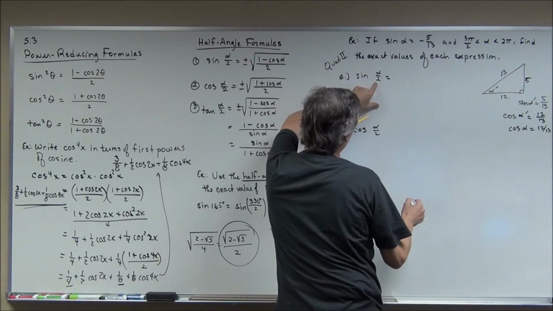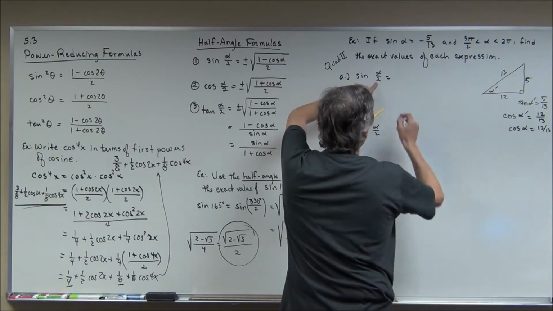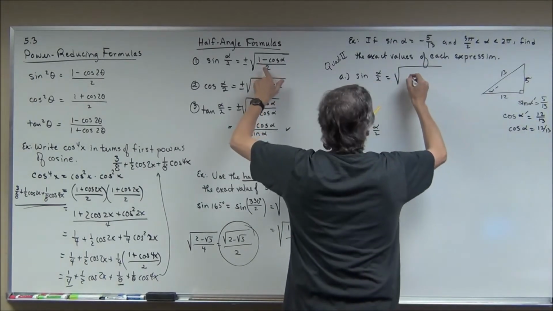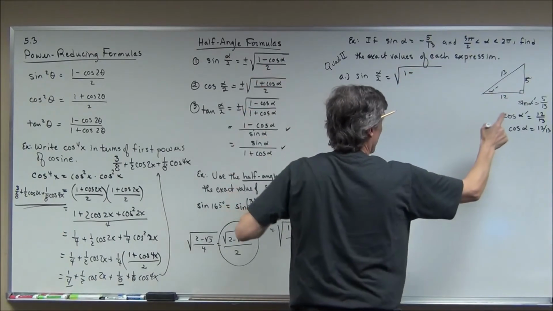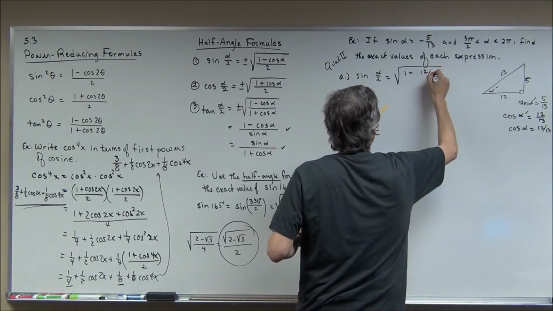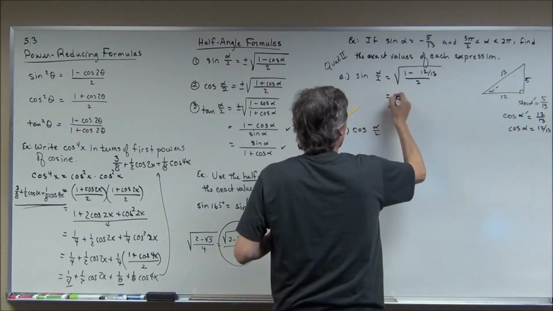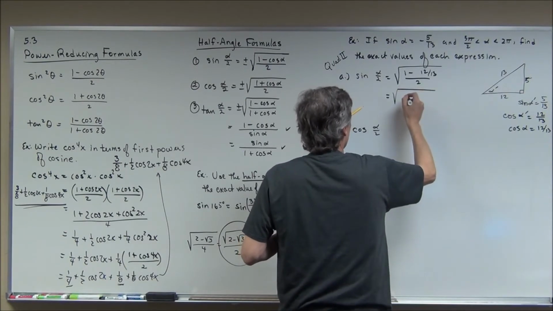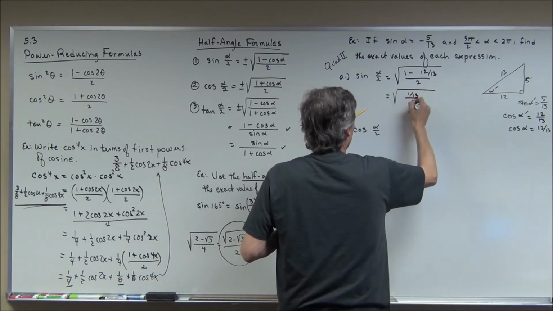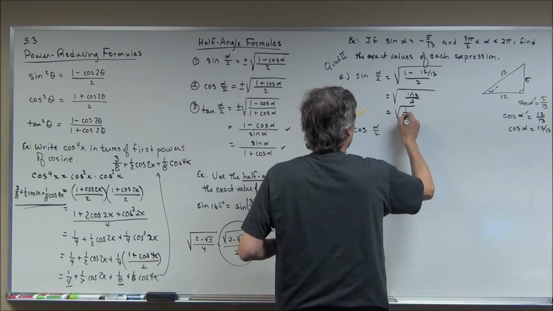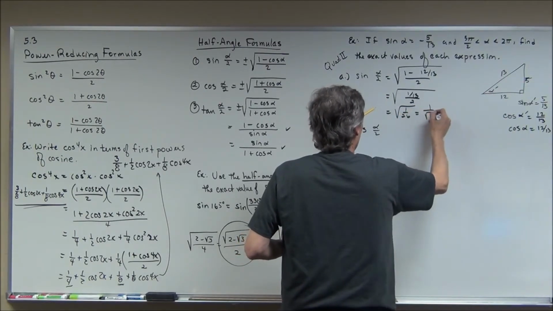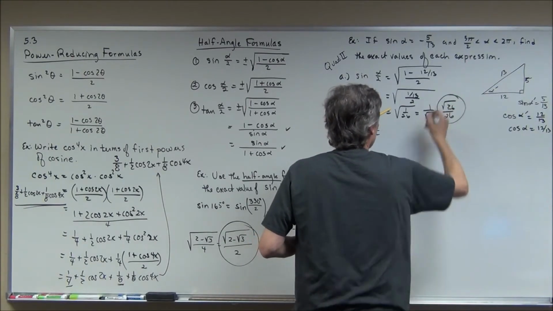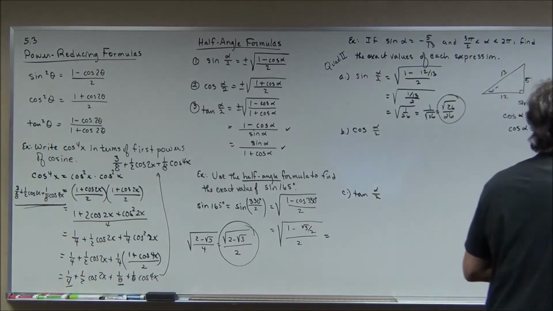Alright, so the sine of alpha over 2 would be positive the square root of 1 minus the cosine of alpha, which is 12/13, divided by 2. So this is 13/13 minus 12/13. This would be the square root of 1/13 divided by 2, which would be the square root of 1/26, which is 1 over the square root of 26, which is the square root of 26 over 26. And there's the first value right there.